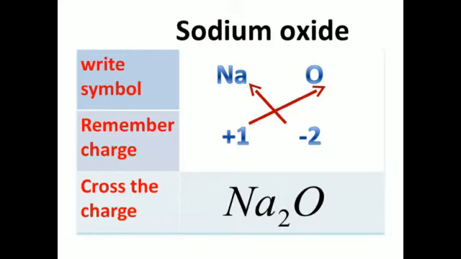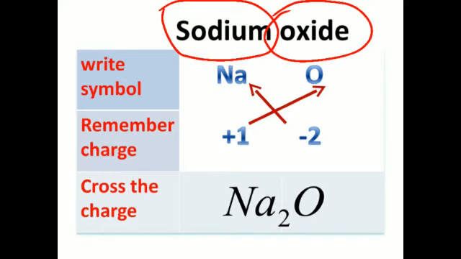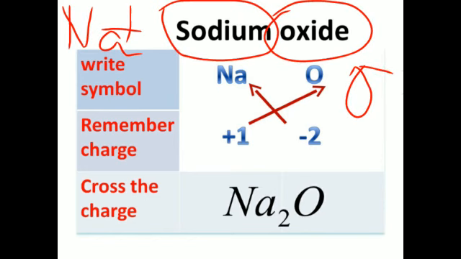Okay, we have 2 elements, sodium and oxide. You know, sodium is the element whose symbol is Na and its charge is positive. And oxide means oxygen with a negative sign, -2. You have to learn the symbols of the elements and their charges. Now we will write the cation first, Na and O.